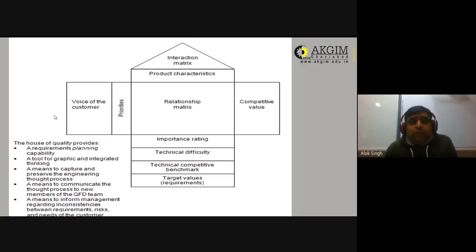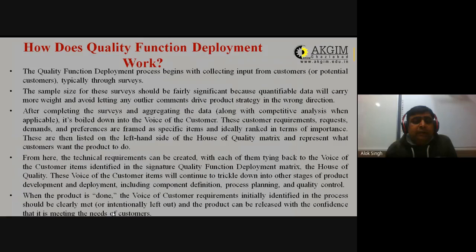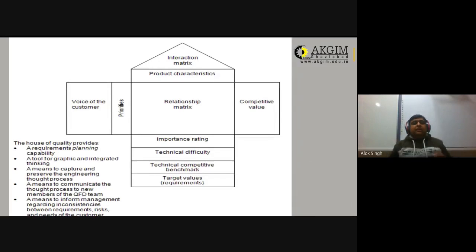Okay, so basically it looks like the structure of a house. That's why it is known as the house of quality or quality function deployment. Okay, so the house of quality provides a requirement planning capability, a tool for graphic and integrated thinking, a means to capture and preserve the engineering thought process, a means to communicate the thought process to new members of the QFD team, and a means to inform management regarding inconsistencies between requirement and risk and the need of the customer. Basically it gives you a totality of the picture: what your customer requires, what you can deliver, up to what level you can deliver, and in comparison to your competitors.